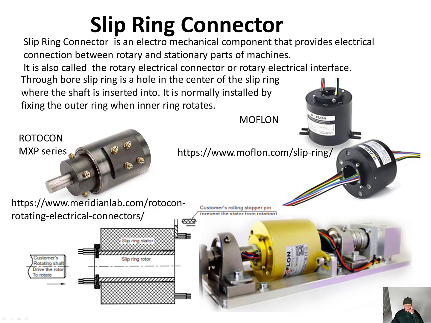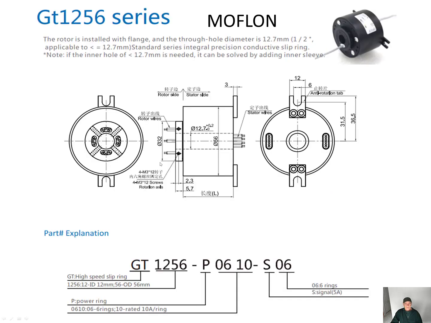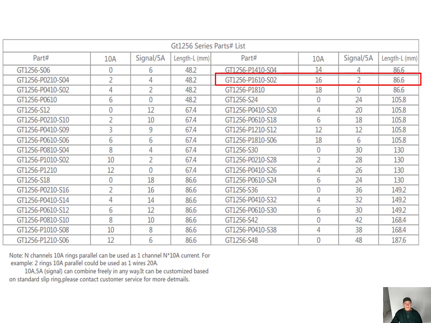Now I list here two types. You can get it from Rotacon or you can get it from Moflon. This is only a suggestion. And here I showed the specs for a series, the 1256. The one I picked has 16 contacts at 10 amps and 2 contacts at 5 amps. The 5 amp ones are used for the B field coil, and those 16 contacts are used for the induction coil.